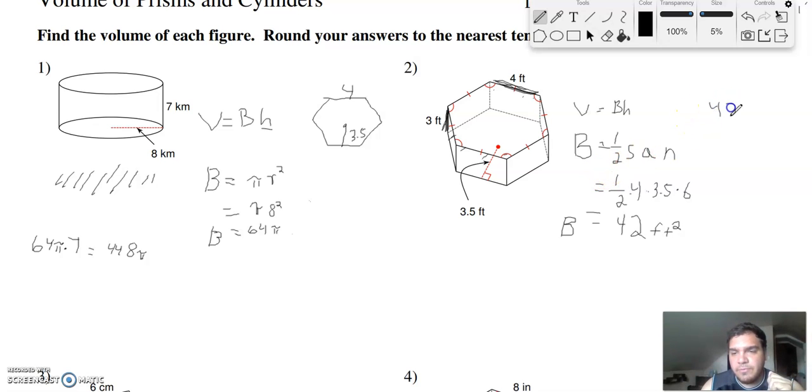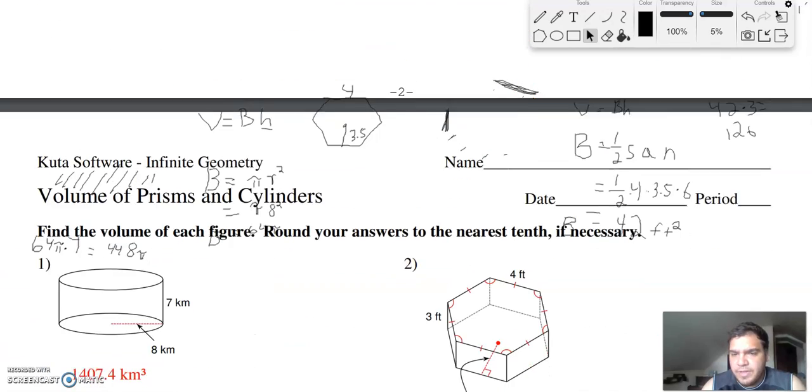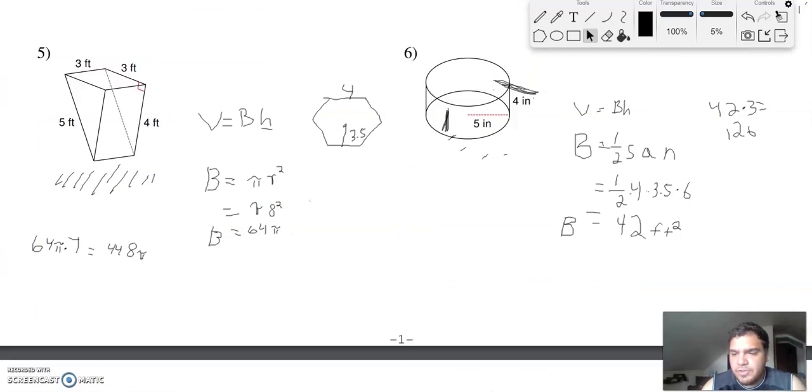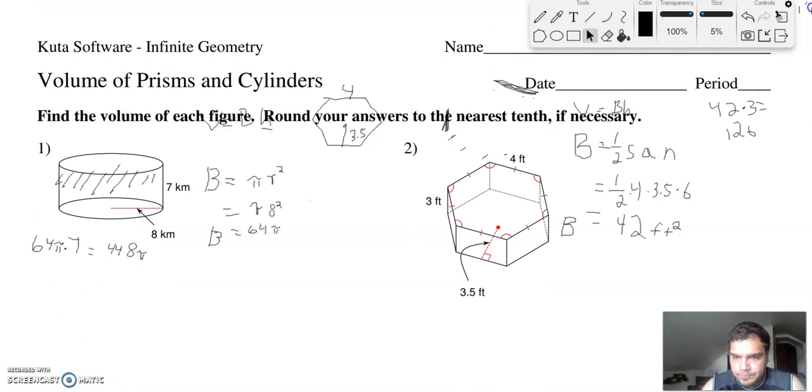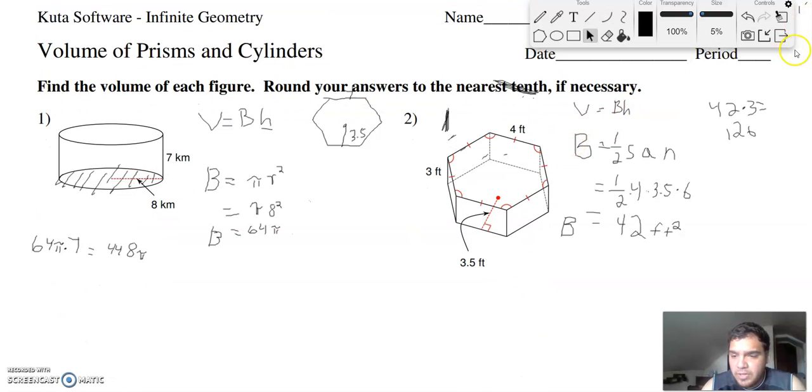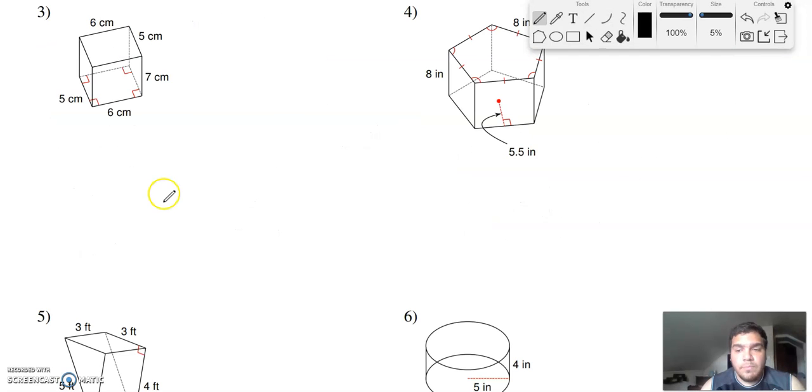So we plug in 42 times the height, the 3D height. How high is the hexagon getting stacked? In this case it's 3. So 42 times 3 is 126 feet cubed. Okay? I'm going to pause this, and then go to some of the more particular ones that people have problems with.